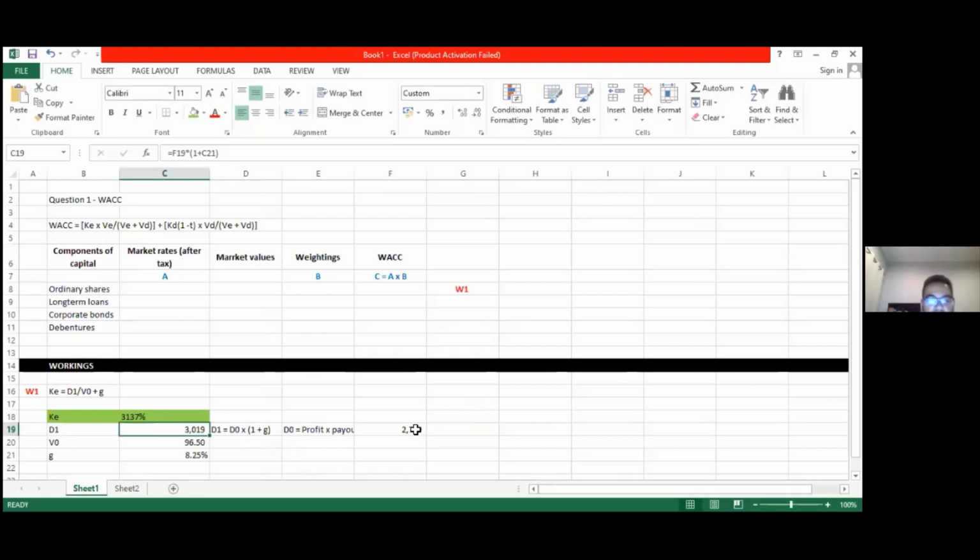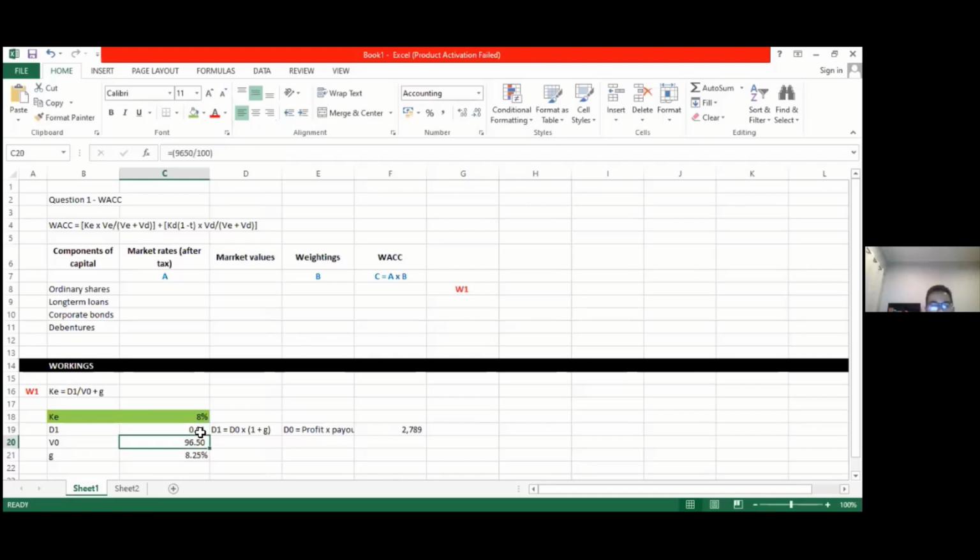So I'm just going to convert this into dividend per share. So remember, the number of shares in issue is 500,000 multiplied by 60%. So just keep that in mind. The number of shares in issue is the authorized number of shares multiplied by the 60%, which is how much you are in issue.